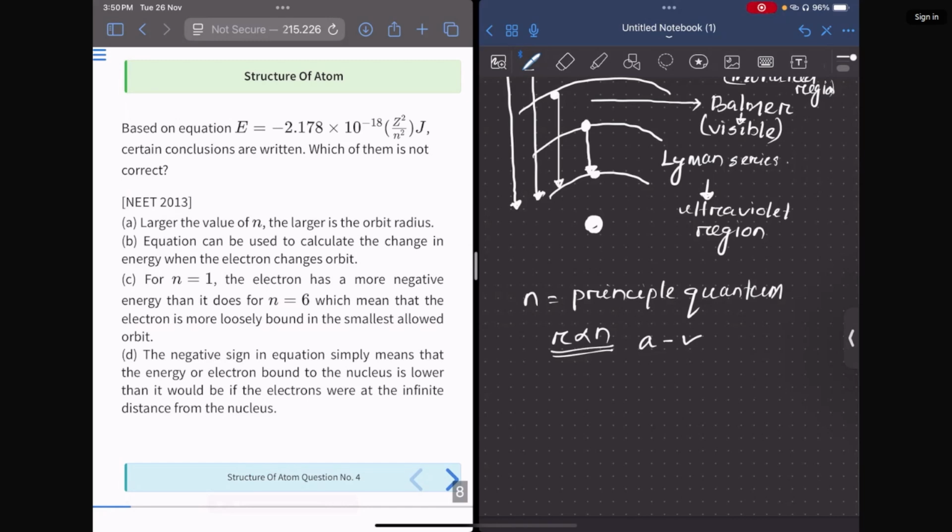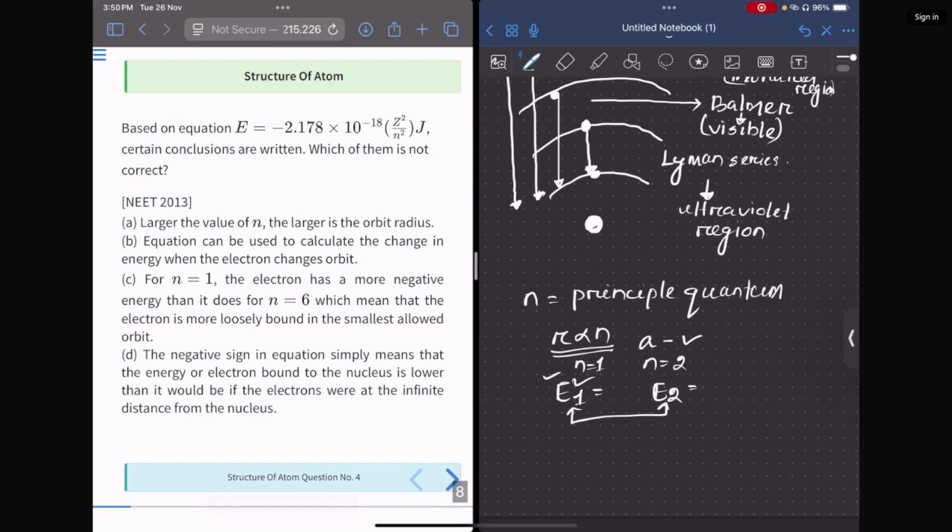This gives us the formula for the energy level of an orbit. If we put n equal to 1, we'll get the energy level of orbit 1. If we put n equal to 2, we'll get the energy level of orbit 2. If we subtract these two, we'll get the difference, the energy change of the electron when it jumps from one orbit to another.